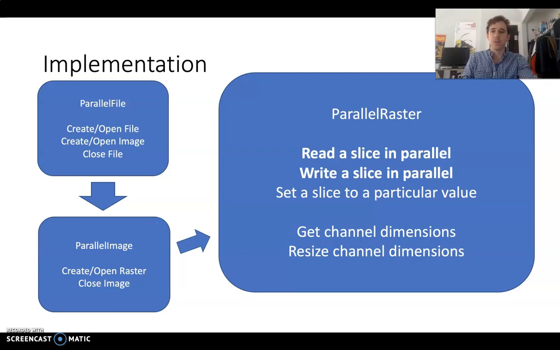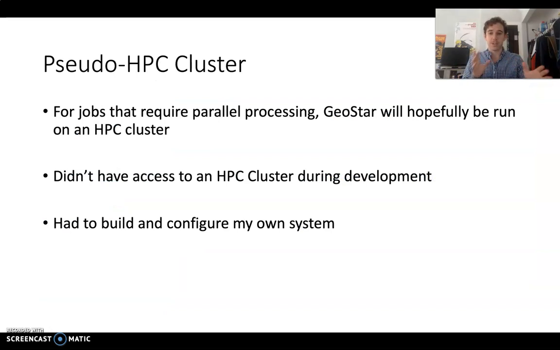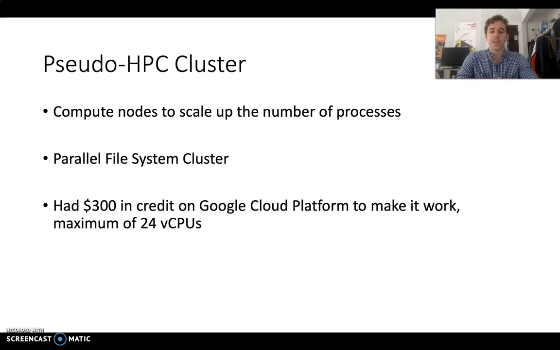The other thing was that I had to make a pseudo-HPC cluster. I didn't have access to one during development, so I had to build and configure my own system. The two requirements I needed were compute nodes to scale up the number of processes. This would be running the actual GeoStar code on it, and hopefully a benchmark test to see how fast it gets as I add more processes to make it more and more parallel, or more and more concurrent. The other thing I needed was a parallel file system, and I'll get more into why that's important up next.